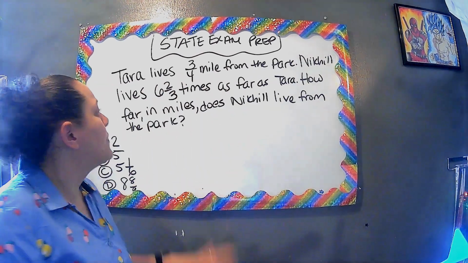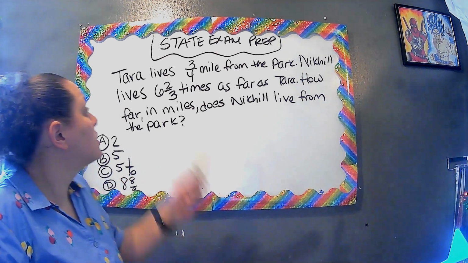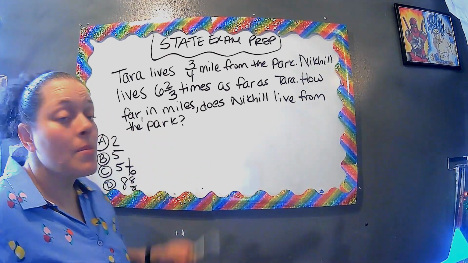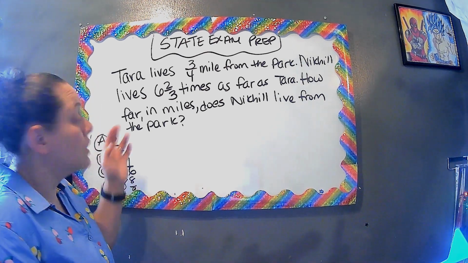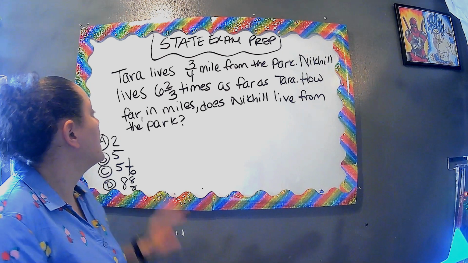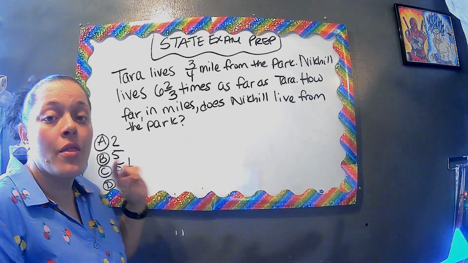Here we have another problem that has to do with fractions. We have Tara lives 3/4 mile from the park. Nick Hill lives 6 2/3 times as far as Tara. How far in miles does Nick Hill live from the park?